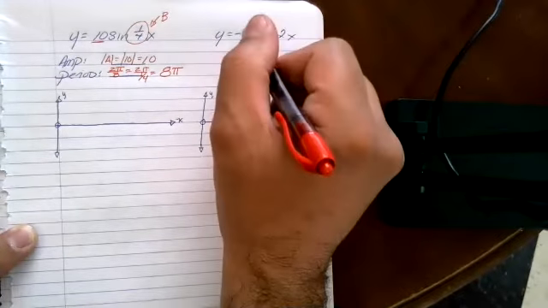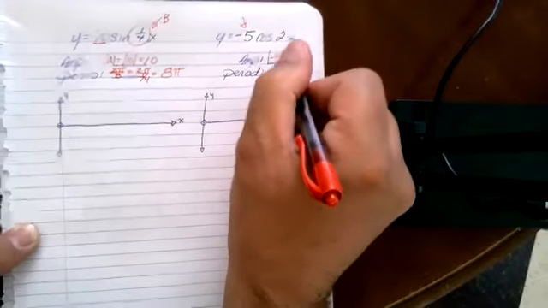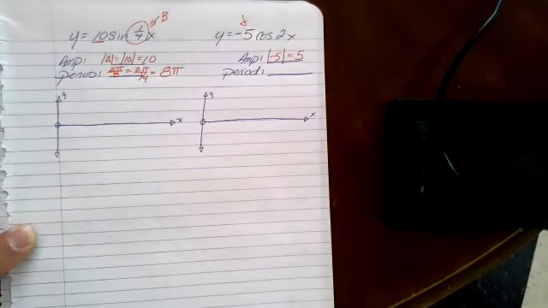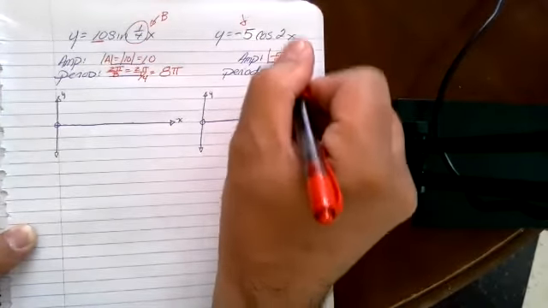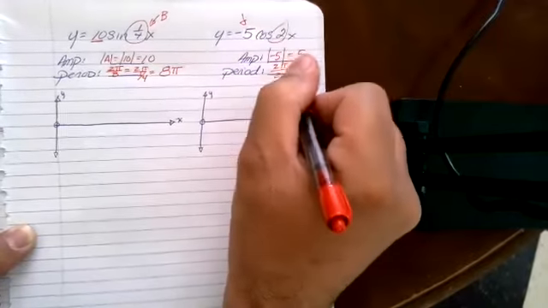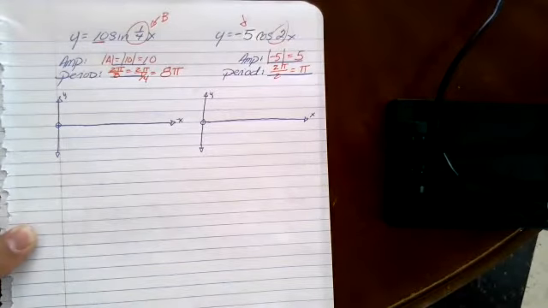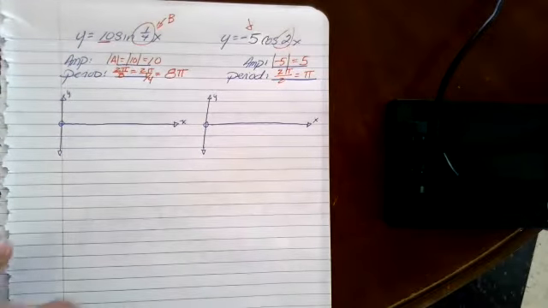My amplitude over here, the same thing. It's going to be the absolute value of A. So that's going to give me 5. And my period is 2 pi over B. B in this case is 2. So my period is pi. So I'm able to find the amplitude and period of each without a problem.